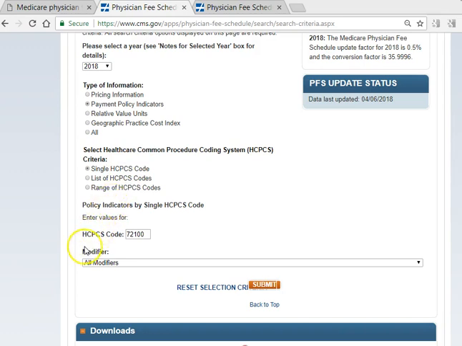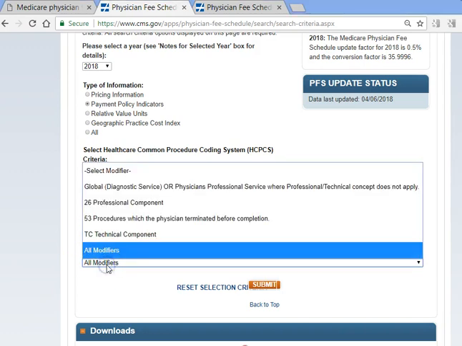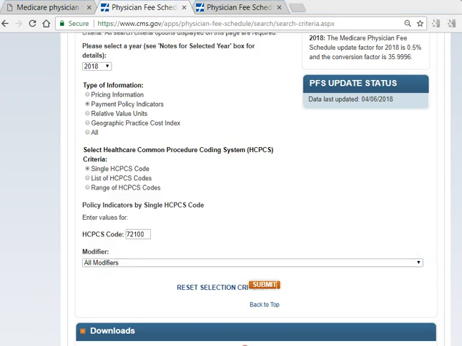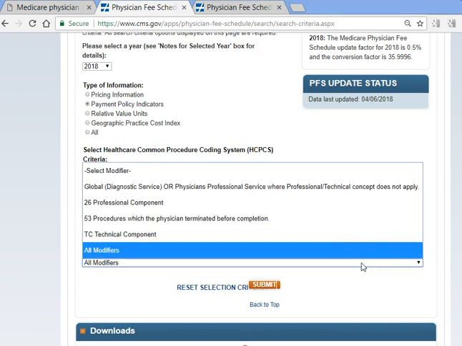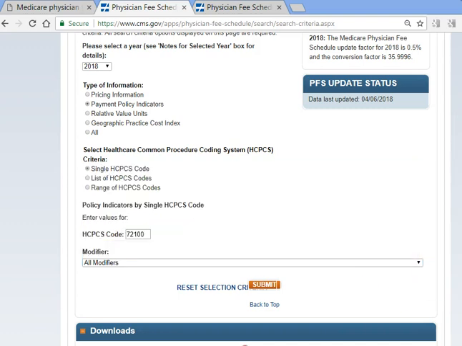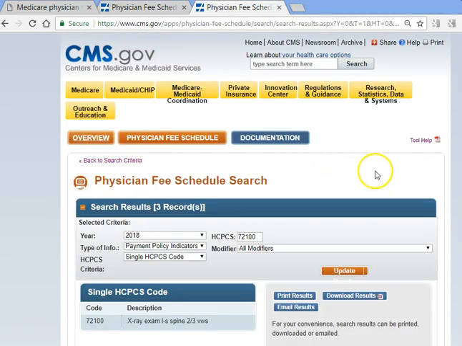And we've chosen all modifiers. You can see that that list of modifiers is fairly extensive. So you can choose the global modifiers, professional component, technical component, procedures which the physician terminated before completion, or all modifiers. Then you'd hit submit, and that takes us to this page.